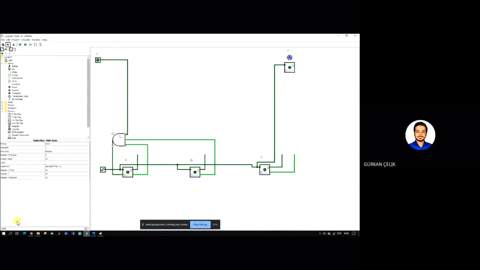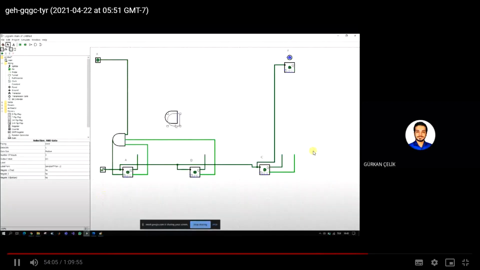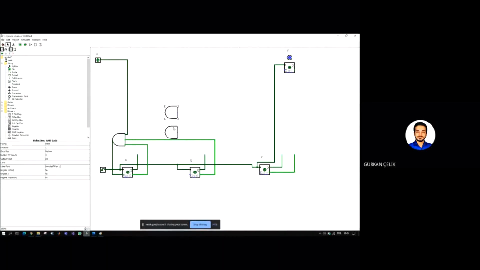I just copy paste this, and then copy paste this, and copy paste this. There's A only once, so we don't need an AND gate for A. So it should be 1 AND after the end of these AND gates, and it should be 3 inputs.